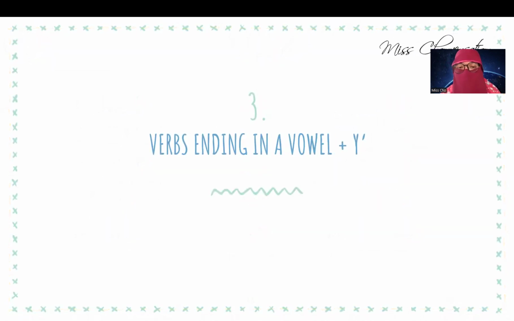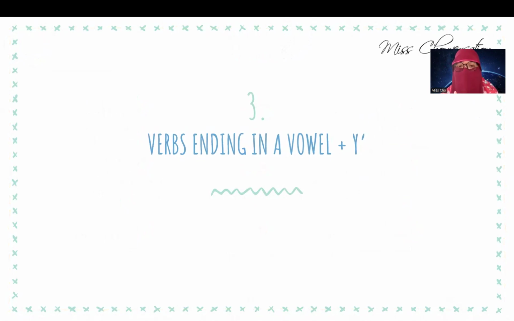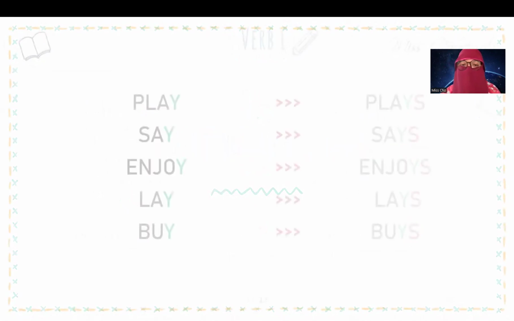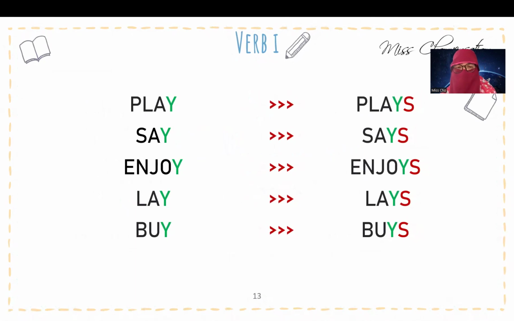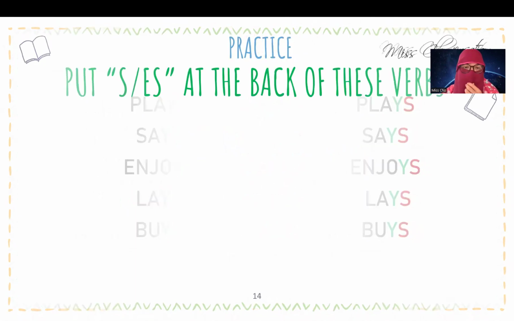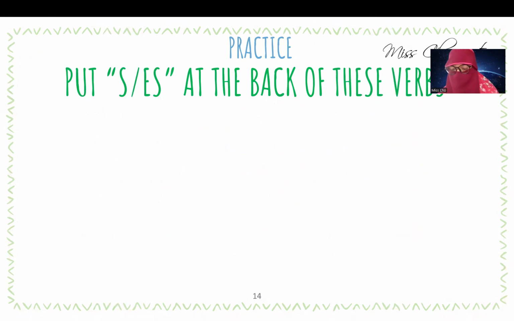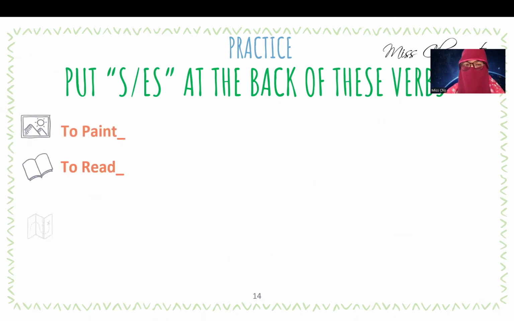And the last one, verbs ending in a vowel plus letter y. Play becomes plays, say becomes says, enjoy becomes enjoys, lay becomes lays, and buy becomes buys. And then for the practice here, Miss Jo wants you to take this handout and put S or ES at the back of these verbs, okay?